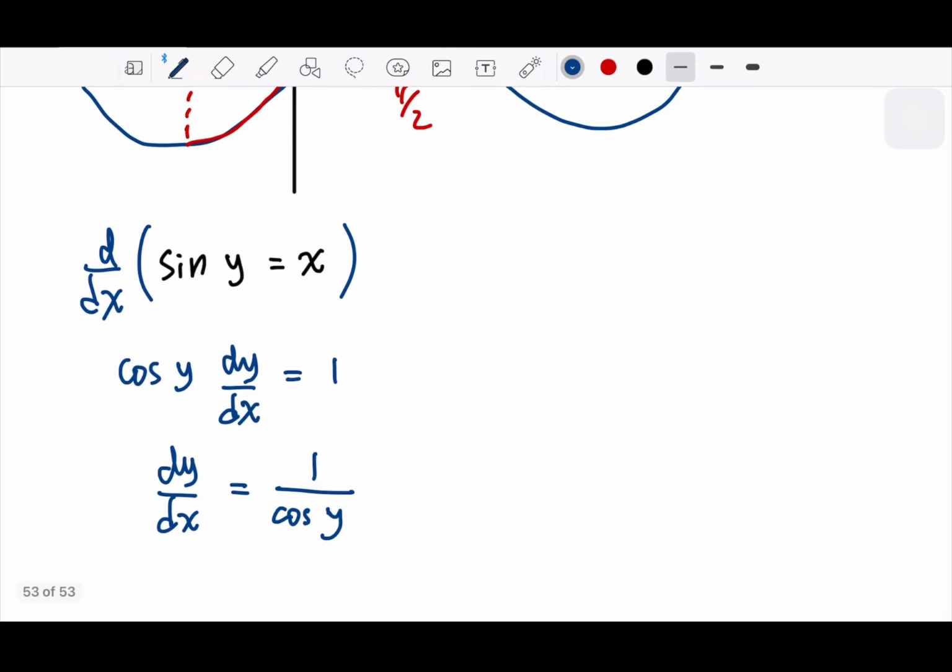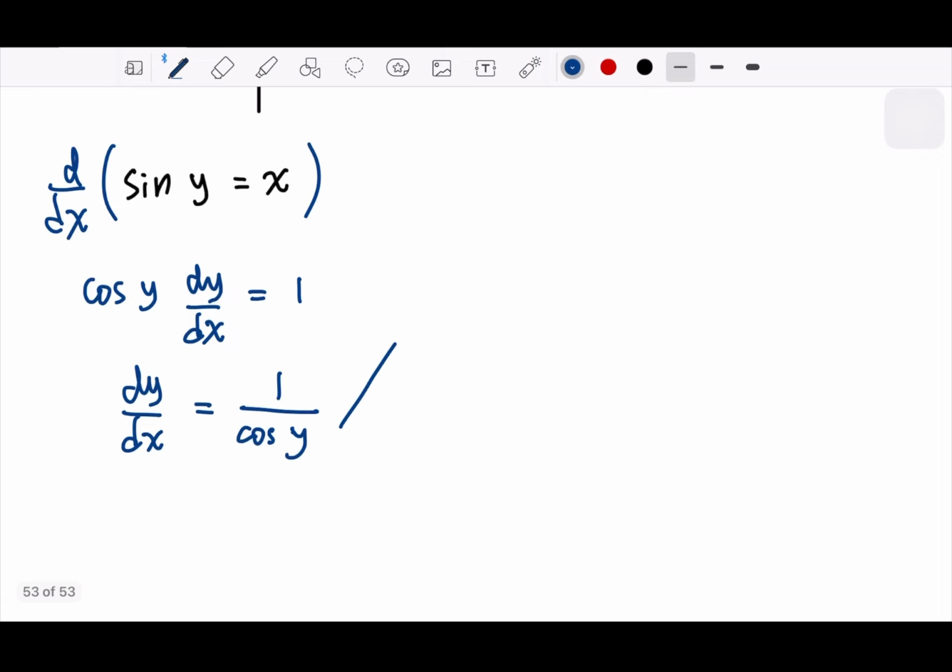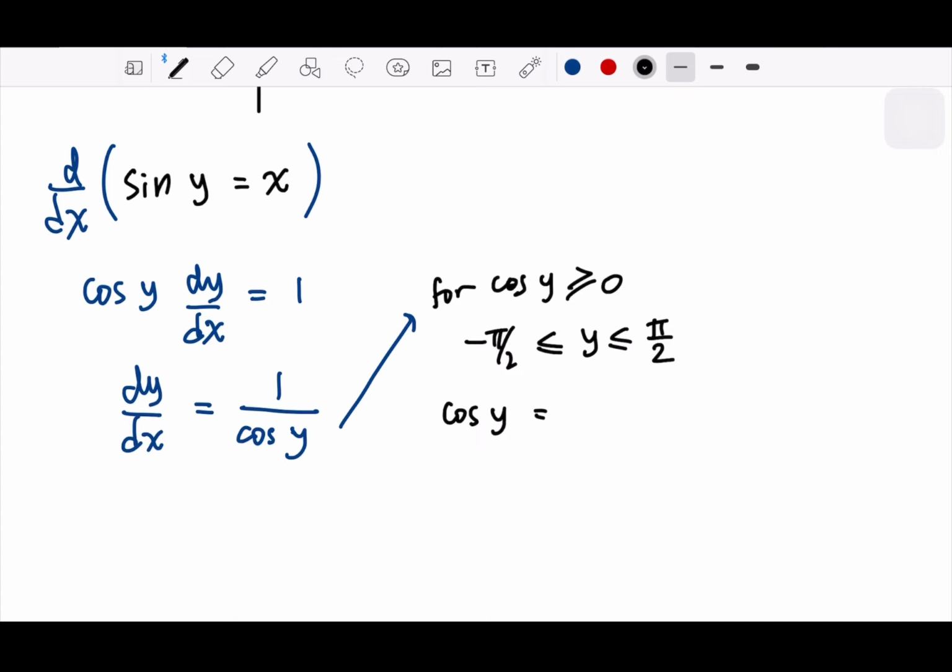And through some equations, we have for cos y positive, greater or equal to 0, then we will have the same interval for y. And so we can set up cos y becomes square root of 1 minus sine squared y, or we can have 1 minus x squared.